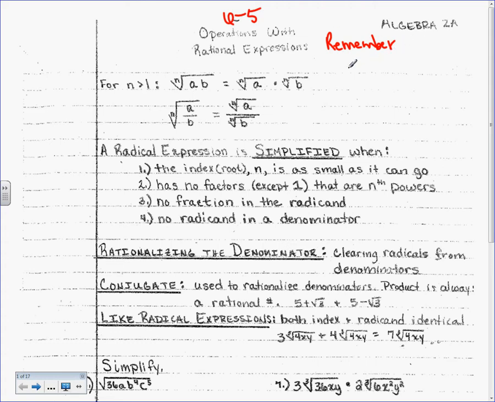Remember your even, even, odd. So this is your x to the even or whatever, right? And then x to the odd. So that would get absolute values. That's from before. Hopefully you remember that.